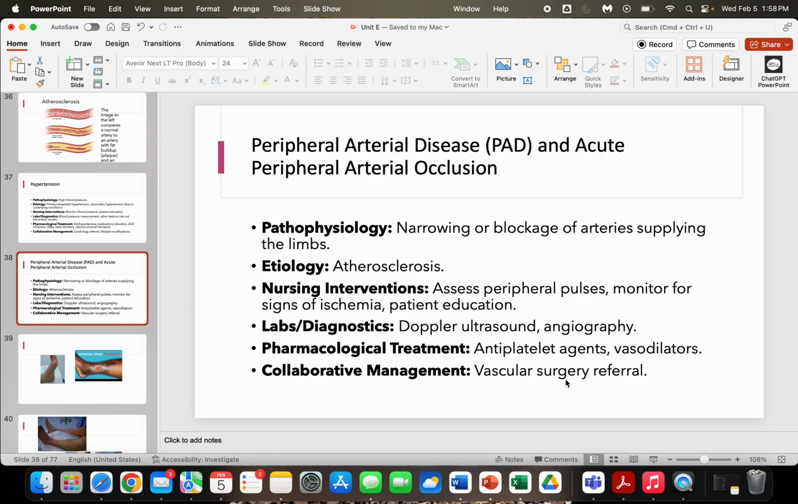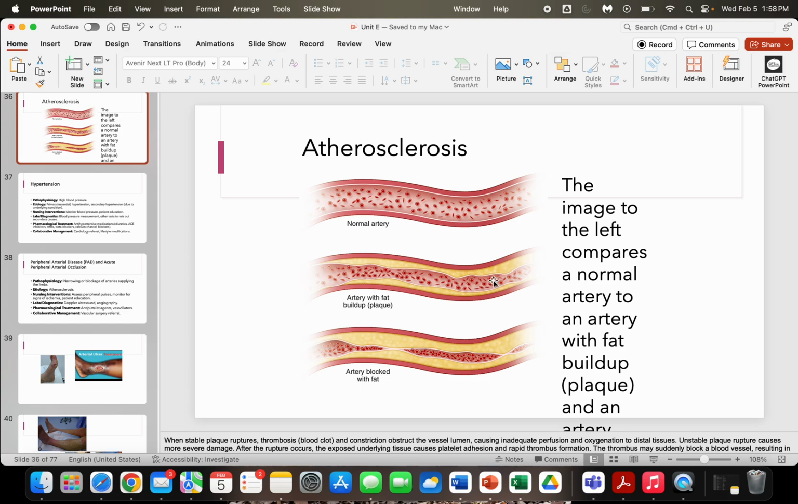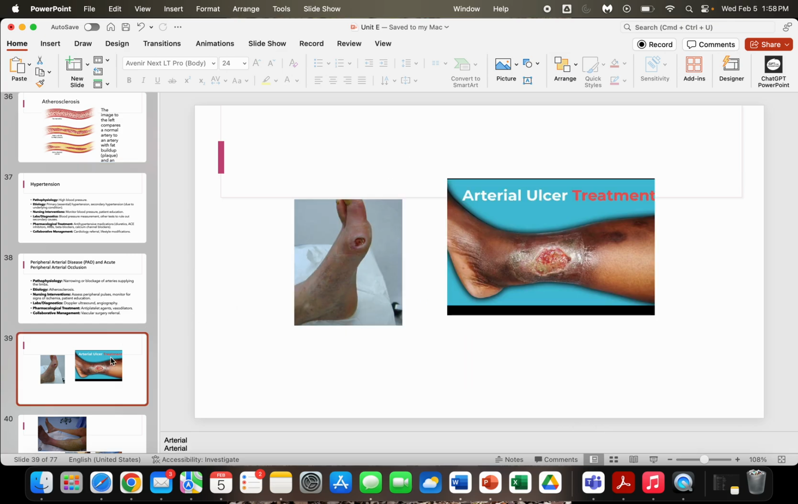These patients are going to need vasodilators. They're going to need antiplatelet agents. Usually they have to have some kind of vascular surgery. It's very, very important, okay? Peripheral artery disease is basically when they're experiencing symptoms because it hasn't completely occluded yet, okay? So it's narrowing. We're probably in this stage. We're not getting good blood flow, but it's not completely occluded.